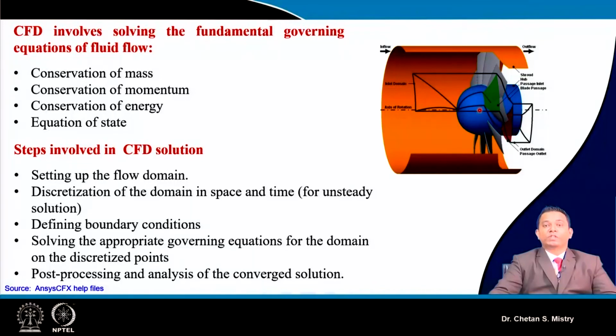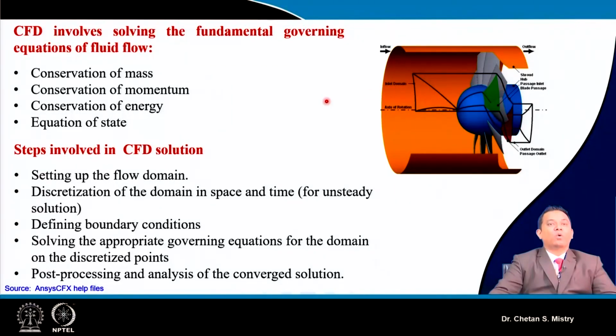In order to simplify that, we have an approach called the periodic surface approach. The data that is transferred between these two domains is called the periodic domain. We will be discussing all this in the next lectures, but at this moment you can say we need to set up the initial domain. After that, we need to discretize this domain both in space as well as time. When we are talking about unsteady analysis, we need to discretize in terms of time.